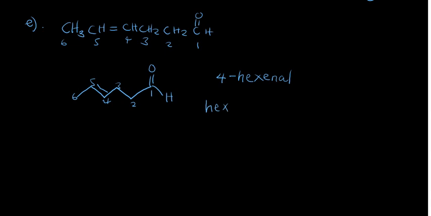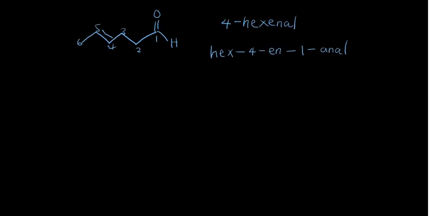Or you can elaborate more by saying this will be a 6, so we have hex. Then you tell us where the double bond is, which is 4. Then you also indicate where the aldehyde is, like this. This is also fine. Hex-4-en-1-al. This is 4E. Then we also have the last compound, which is F.